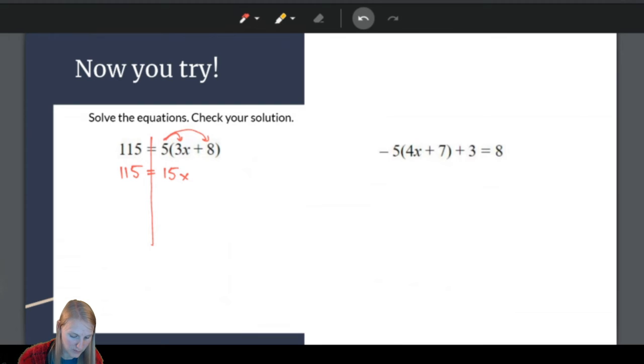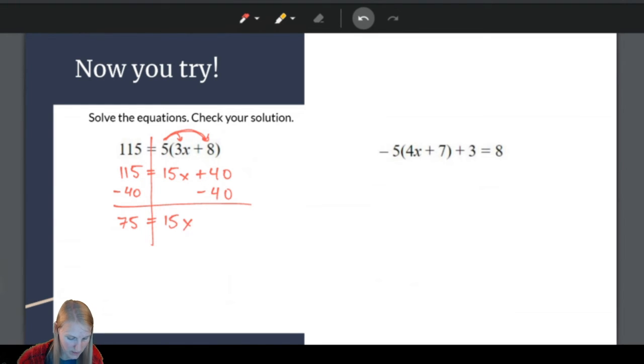And then 5 times 8 is 40. Okay, and now you know what to do. We got to get rid of this 40. Minus 40 from both sides. And 115 minus 40 is 75.